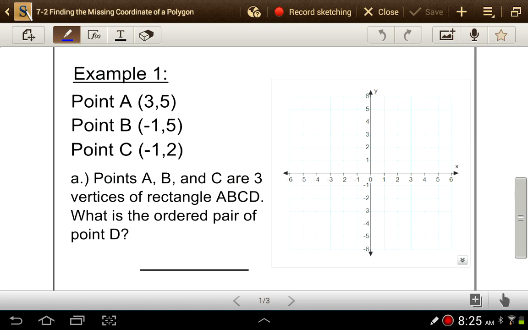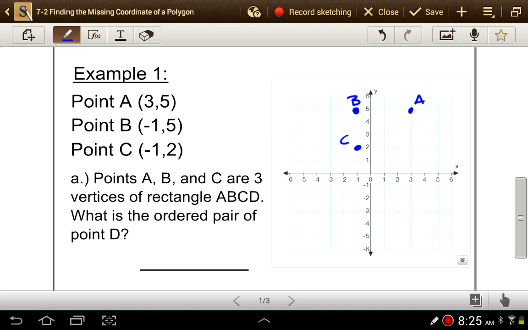First thing I'm going to do is plot my 3 points that I know. Point A is 3, 5. So I go right 3, up to 5. Put my point. Label it A. Then point B is negative 1, 5. So I'm going to go left to negative 1 and up to 5. Label that point B. Point C is negative 1, 2. So I'm going to go left to negative 1, up to 2. That's point C. And then the question is, what is the ordered pair of point D?